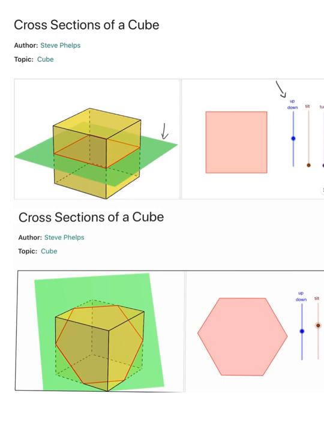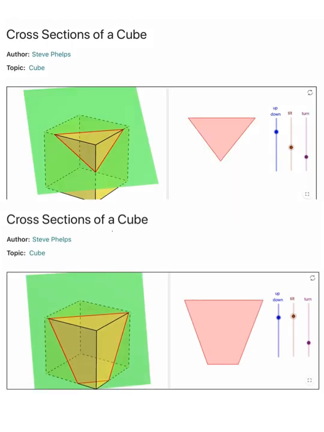Here, we got a cross section that was a hexagon. So you can have a cross section that's a hexagon. I had a cross section that was a square. A square has 4 sides, a hexagon has 6 sides. So here I have more cross sections of a cube.